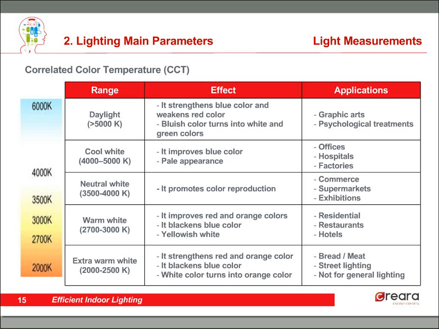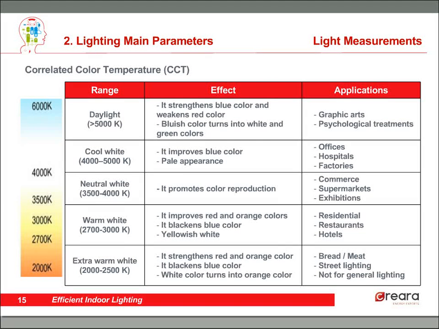This table shows the typical uses of different temperature lights. Let me draw your attention to the second row, cool white, 4,000 to 5,000 Kelvin. This improves blue color and it's a pale appearance. It's used for offices, hospitals, and factories.